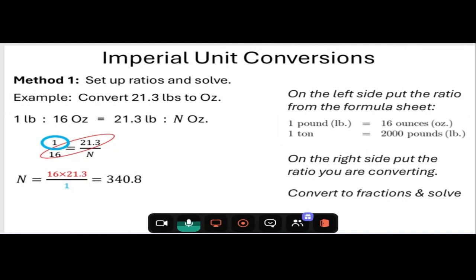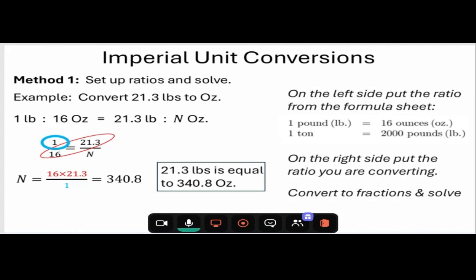And I know I keep saying it, but you might have just thought, well, obviously multiply by 16. And if you are in that category, great. Don't let me stop you. I'm not going to force you to do it my way, but I will suggest that we might run into somewhere it's not quite so obvious for you. So 21.3 pounds is equal to 340.8 ounces.